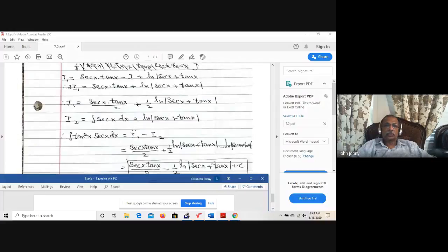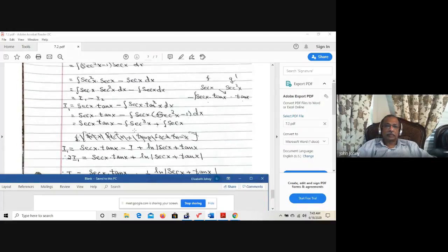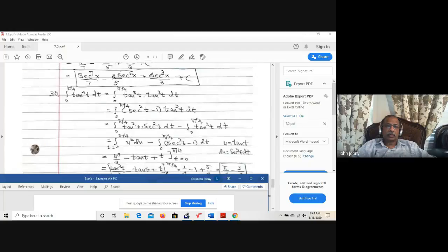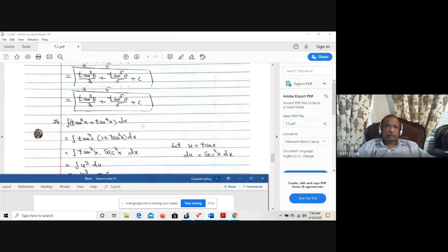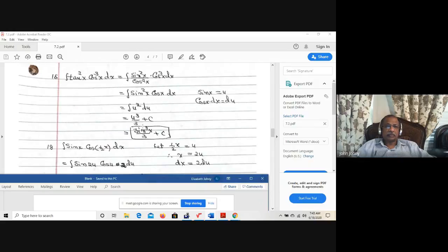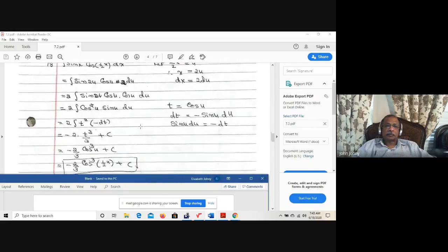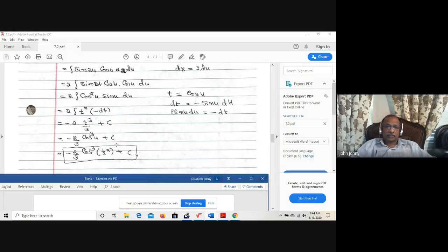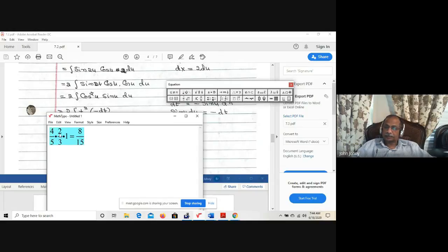Yeah, that's all. And remember, there was a small mistake on number 18. I'm going to fix it now. See here, there is a 2 here. So this 2 is a 4, and this is a 4. And so this is negative 4 over 3 times cos cubed u plus c. So for number 18, I'm going to write the answer here.